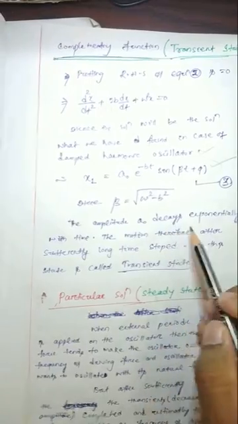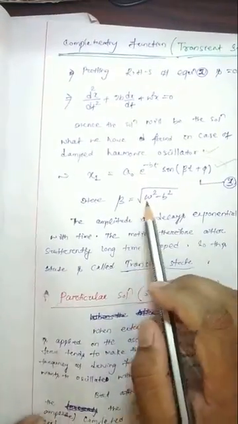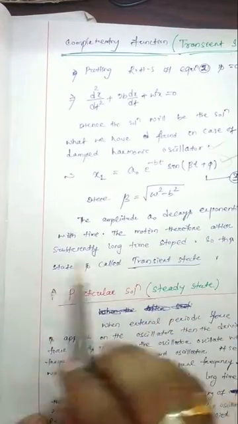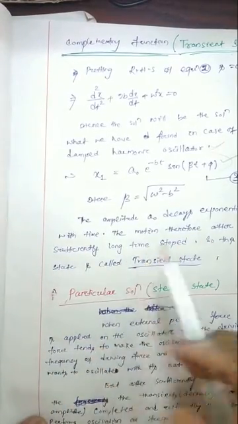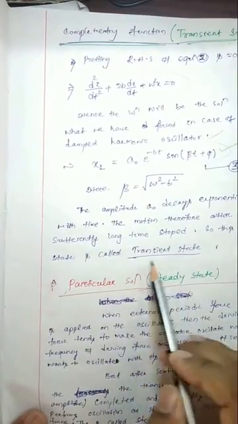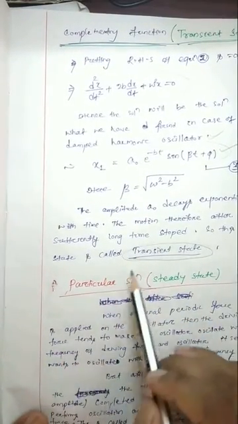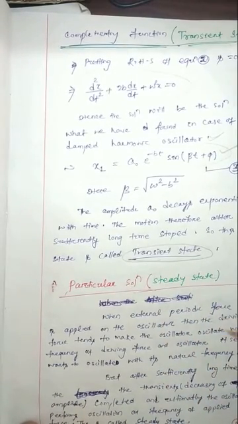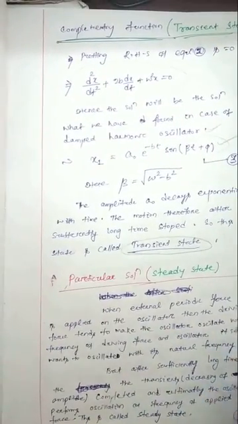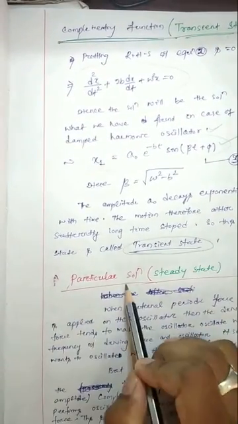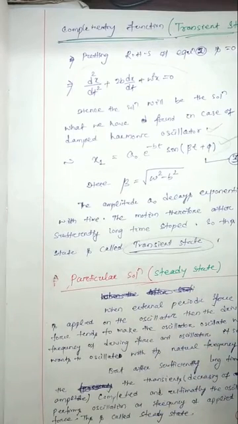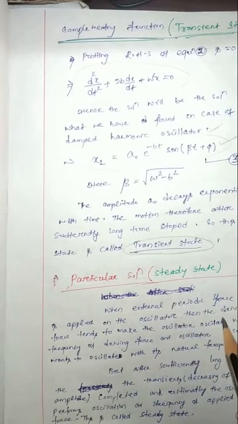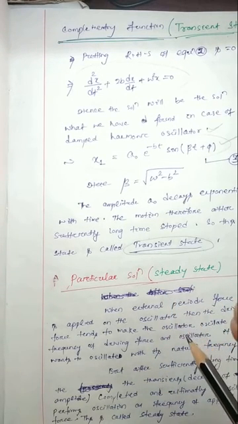decays, meaning it decreases exponentially with time in the case of the damped harmonic oscillator, and therefore after a sufficiently long time the motion will stop, so it is called the transient state. But the particular solution indicates the steady state motion. Steady state means a constant type of motion, where there are no variations and we do not expect it to stop after some time.